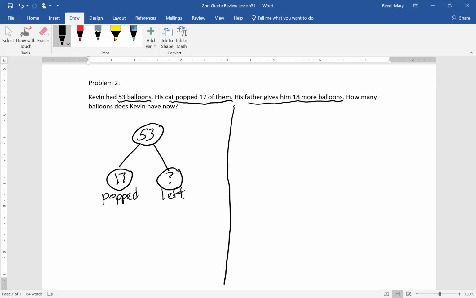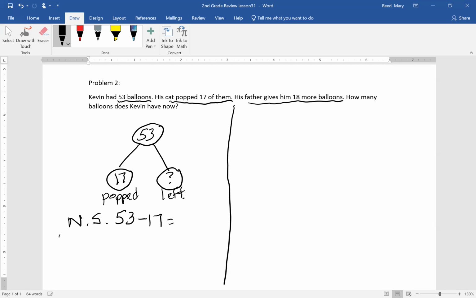Okay, we've read our problem, underlined our knowns, we've drawn our visual, and now we need a number sentence. Okay, so part whole, we're either going to add or subtract with part whole. When I look at this, I think, well, I could add 53 and 17, but that doesn't make any sense because he's going to have less balloons, not more balloons, after his cat pops them. So I think I need to subtract. In other words, whenever you have the whole in one part, you're going to subtract to find the other part.